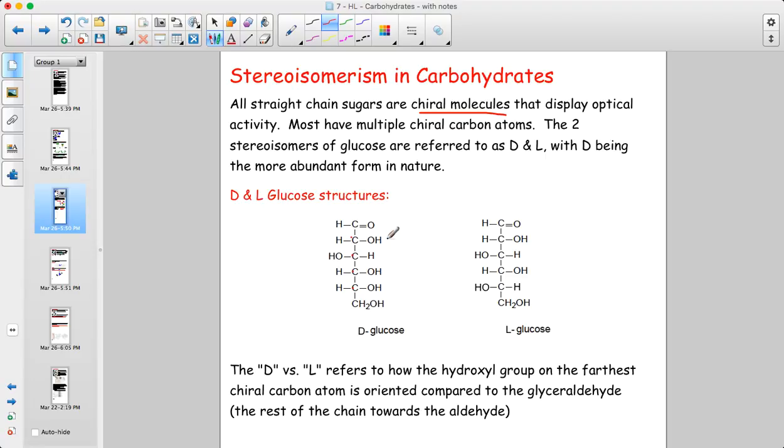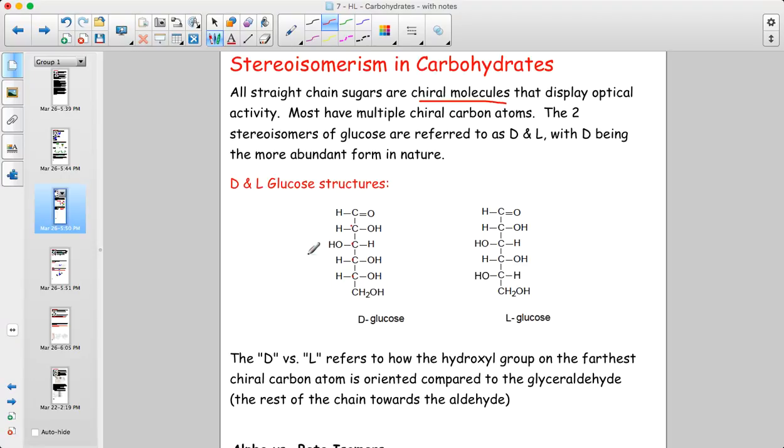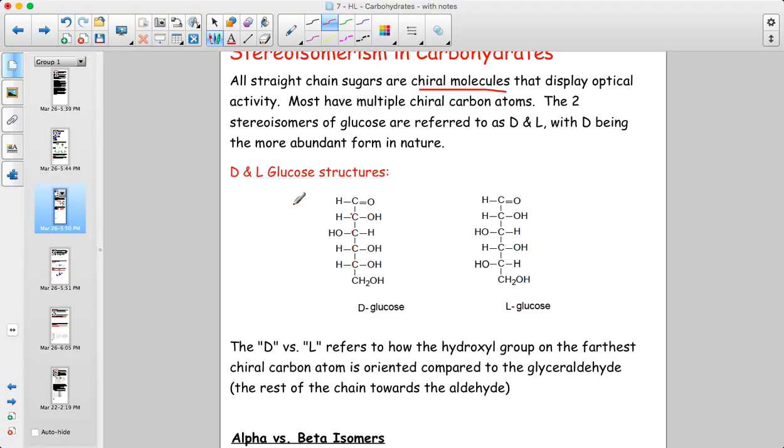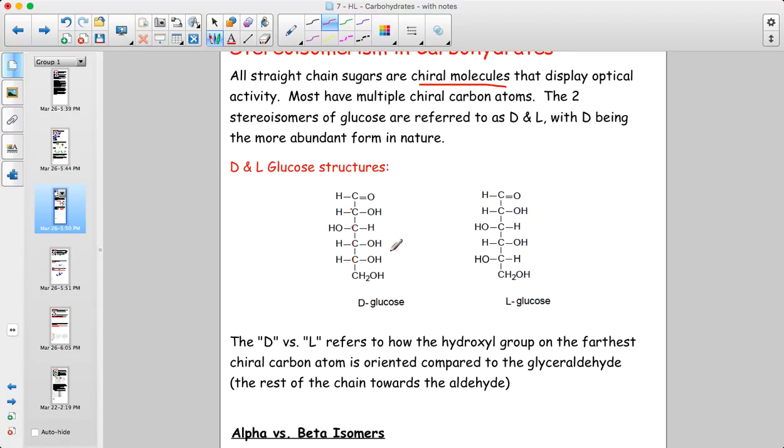Now, the way that we're going to name and distinguish different straight chain isomers has to do with the system that they've come up with. They look at the carbon atom that is furthest away from the aldehyde group, or the rest of this molecule, which they sometimes call the glyceraldehyde group, because it's kind of like a glycerol 3-carbon backbone with an aldehyde off of it. So we're looking at this carbon atom in particular, and this is what distinguishes L from D.